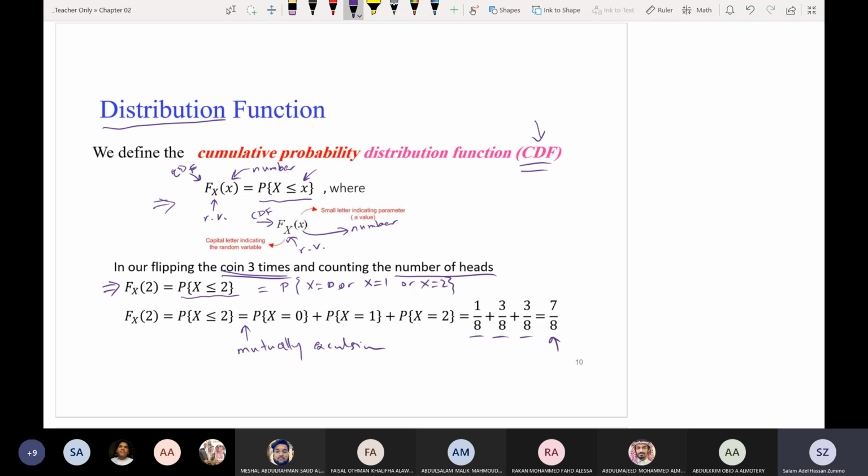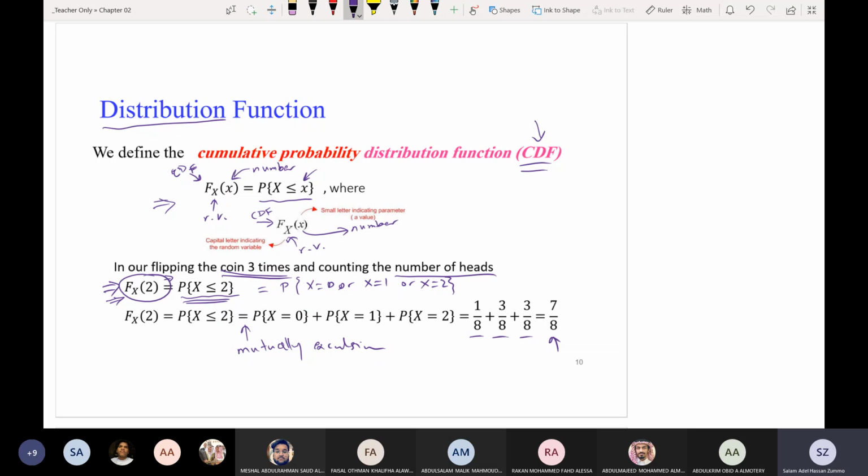And we started talking about the example of flipping a coin 3 times and counting the number of heads. If we would like to find the function F_X of 2, in order to find this, we always go to the definition. What is the definition of F_X of 2? It's the probability that the random variable X is less than or equal to 2. So this thing here is nothing but a probability function.